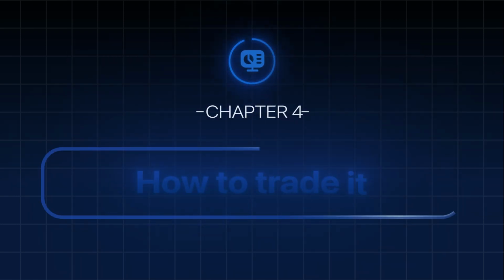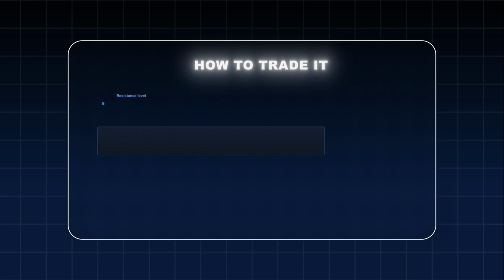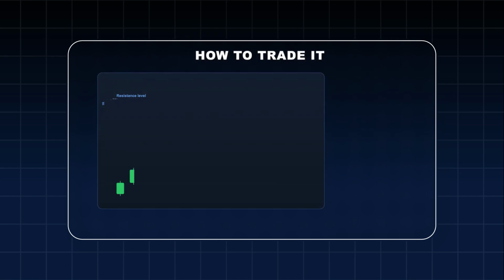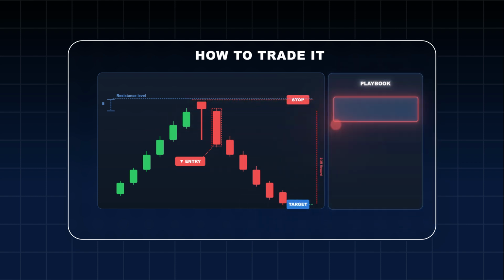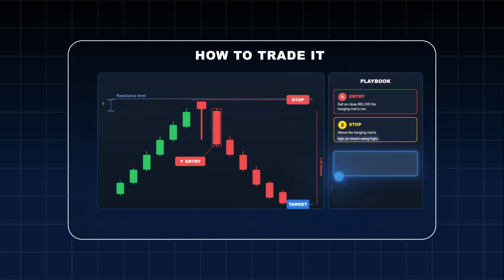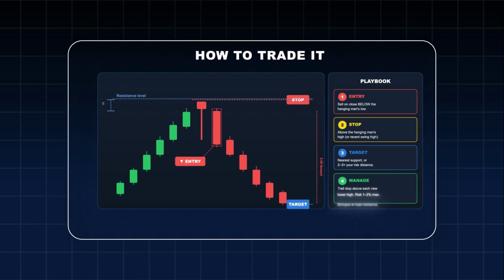Chapter 4. How to trade it. Enter short after the next candle closes below the hanging man's low. Stop goes above the candle's high with a small buffer. Target the nearest support or a minimum 2-to-1 risk-reward. Trail the stop above each new lower high as the trade develops.